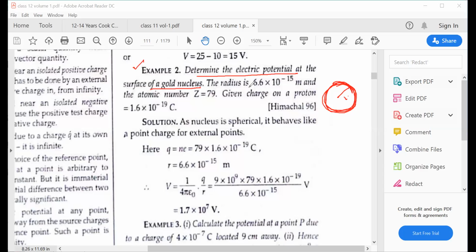Okay. So here they have given the radius and the atomic number. Atomic number is nothing but your n, number of electrons, which is 79. And they have given the charge on the proton, 1.6 into 10 power minus 19 coulomb. So what we need to find? We need to find the potential V. The formula is KQ by R. Q is nothing but N times E. So the relation is KQ by R, which is equal to K into N times E by R. So try to find the relation and check whether the answer comes.